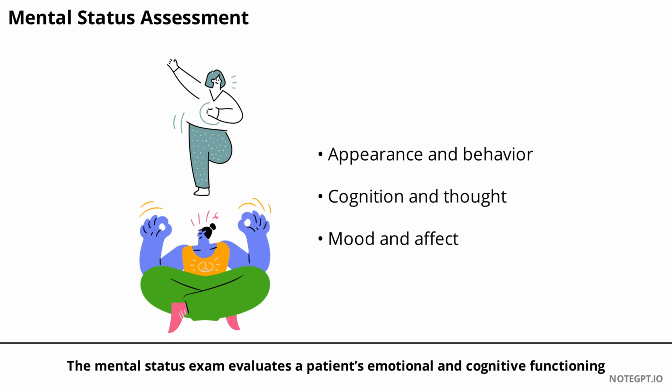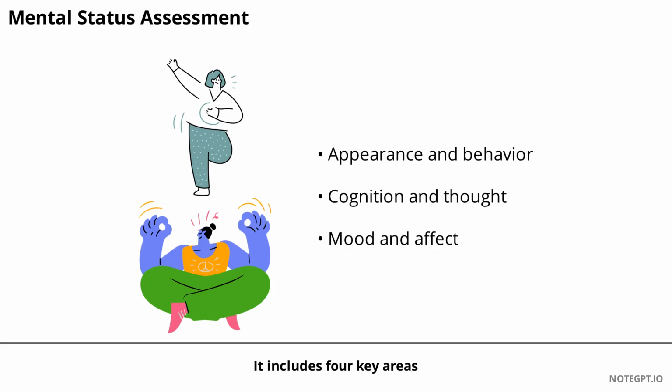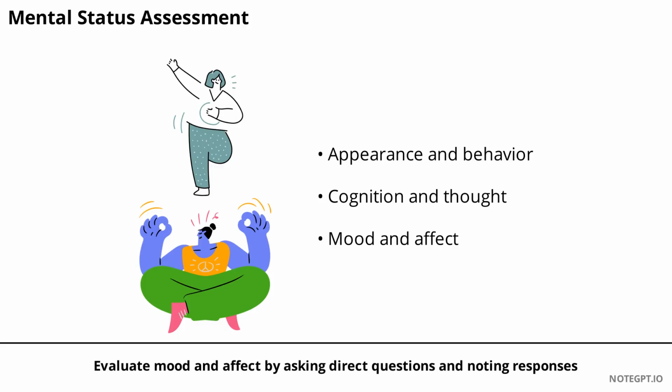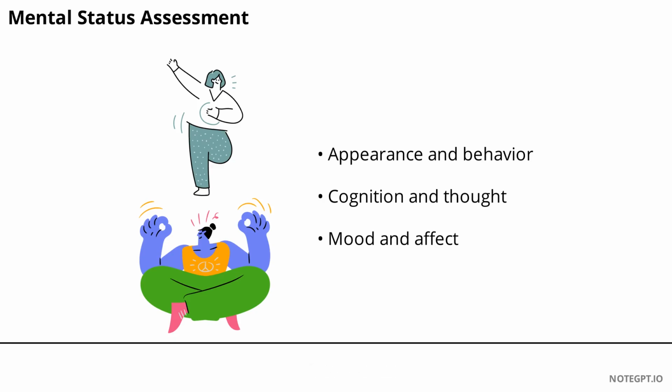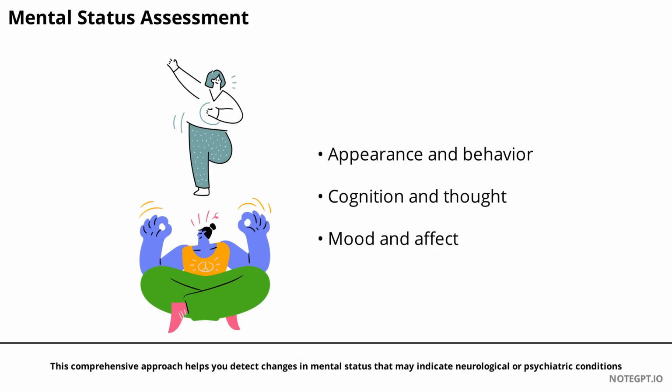It includes 4 key areas: appearance, behavior, cognition, and thought processes, often remembered as A, B, C, T. Assess posture, body movements, dress, grooming, and hygiene. Observe facial expressions, speech, and articulation. Evaluate mood and affect by asking direct questions and noting responses. Assess orientation, attention, memory, and higher intellectual functions. This comprehensive approach helps you detect changes in mental status that may indicate neurological or psychiatric conditions.